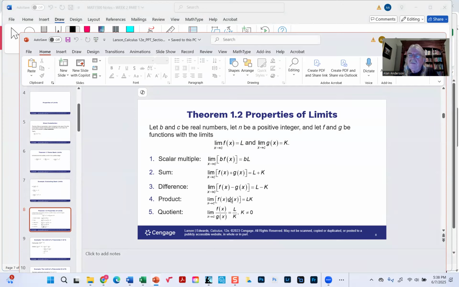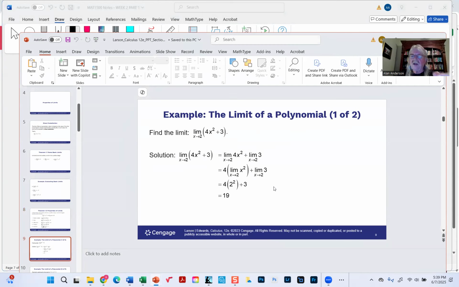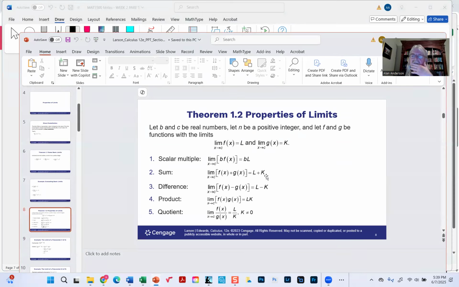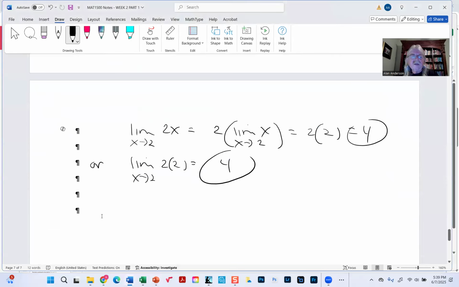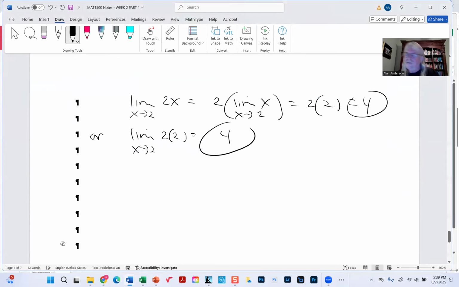The limit of a product is equal to the product of the limits. And of course, the limit of a ratio of functions is equal to the ratio of the two limits as long as the denominator is not 0. All right, so these are all pretty straightforward. By the way, you can break this up into individual pieces. You can simplify quite a bit with these rules.